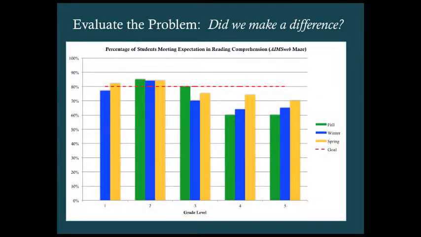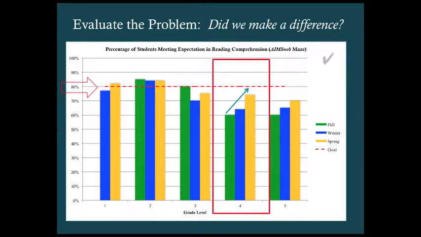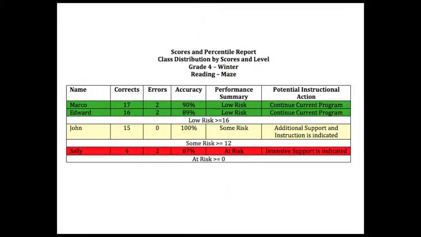Now let's look at the effectiveness of solution. Did we make a difference? Here is sprint benchmark data. Again, did we see gains? Are we reaching 80% of students meeting expectation? We're close. Let's look more closely at our students now. Again, now we're at a slightly higher expectation. When we look at Marco and Edward and John, we've seen notable progress. Sally is still lagging quite a bit behind.